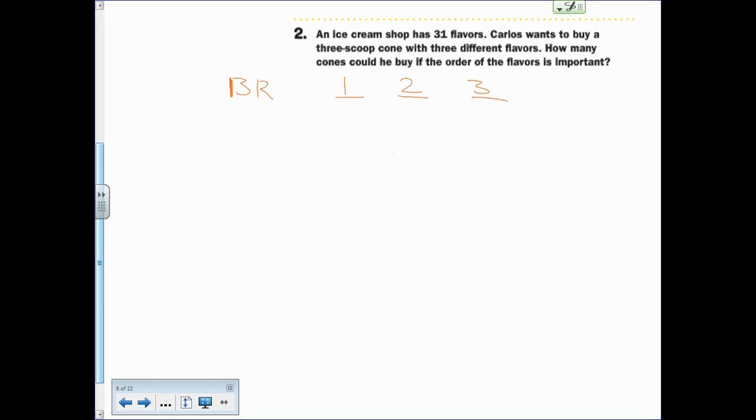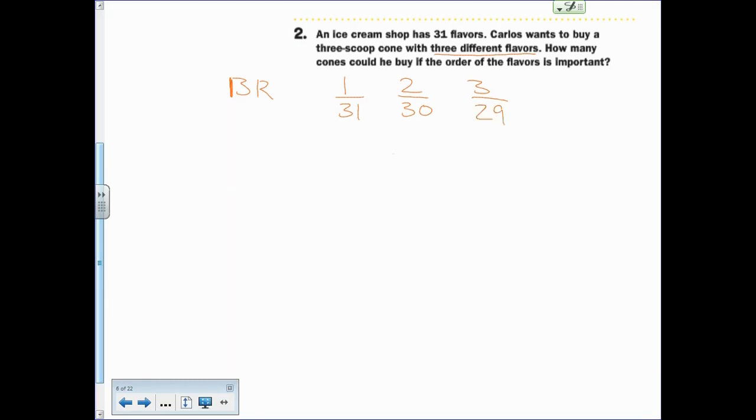There's 31 flavors, so he has 31 choices for that first scoop. How many choices would he have for the second scoop? And remember, he wants 3 different flavors. So he can't use the one that he just chose. He would only have 30 choices of flavors. And then for that third scoop, he only has now 29 different flavors to choose from.